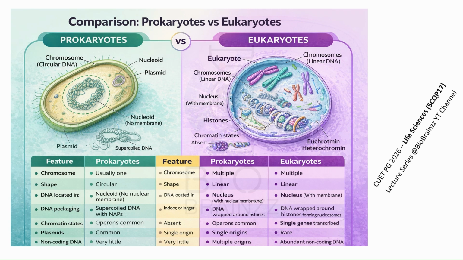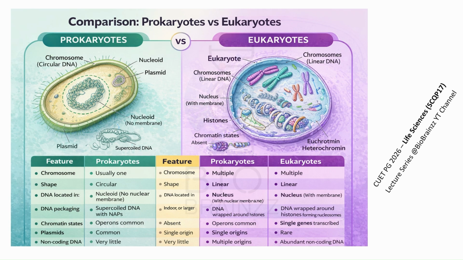Now, let us quickly compare prokaryotes and eukaryotes in terms of chromosome and gene organization. On the left side, we have prokaryotes, like bacteria. They usually possess a single chromosome, which is circular in shape. The DNA is located in a region called the nucleoid, which is not surrounded by a nuclear membrane. DNA packaging here mainly involves supercoiling and nucleoid-associated proteins rather than true histones.